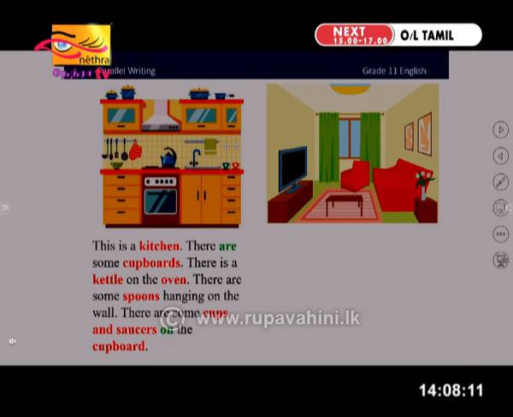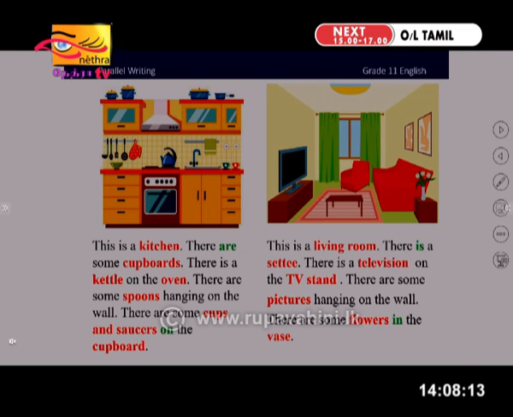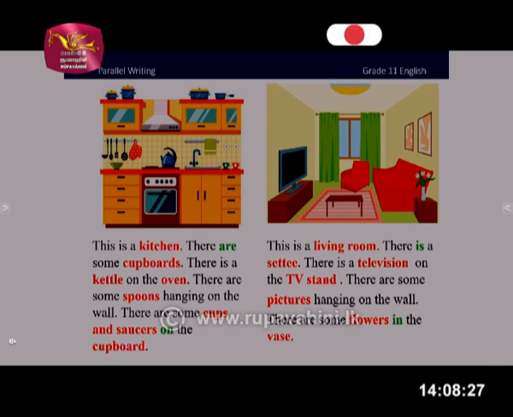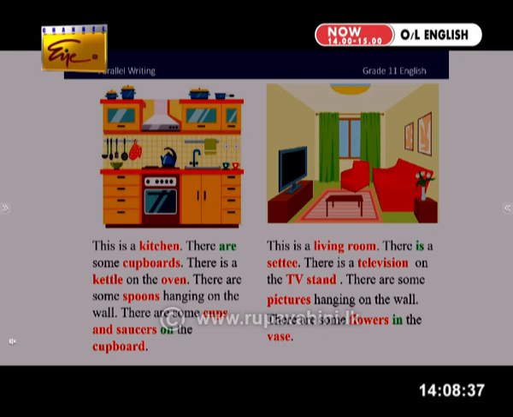Right, now let's take a look at the constructed paragraph. Let's read it first. This is a living room. There is a settee. So here, instead of "are", I'm using "is" according to my sentence. There is a television on the TV stand. There are some pictures hanging on the wall. There are some flowers in the vase.